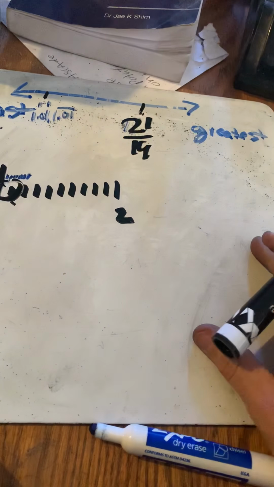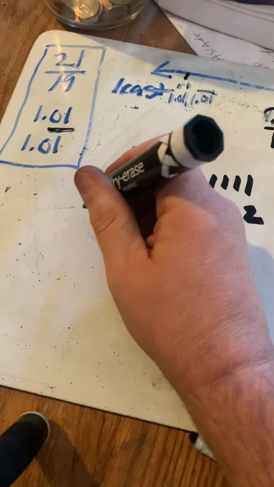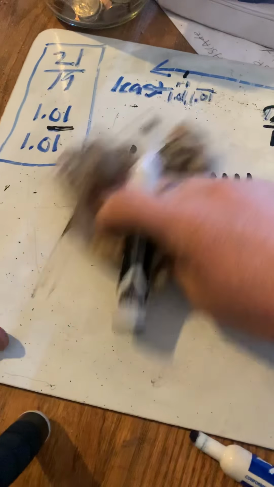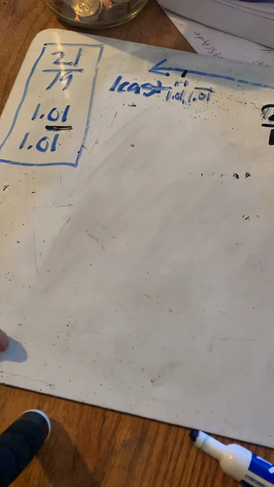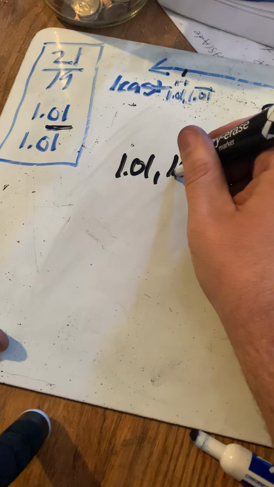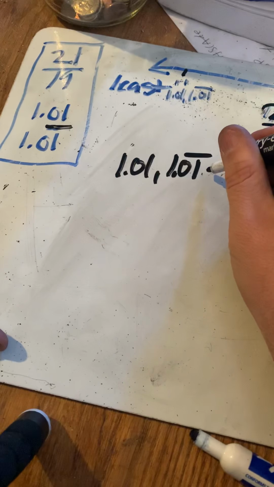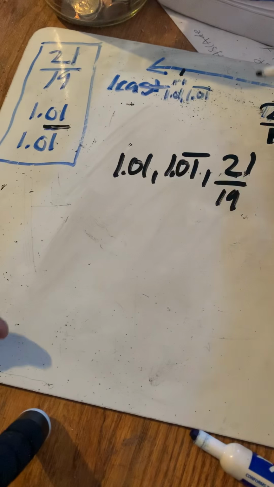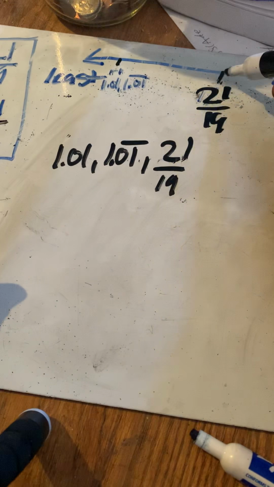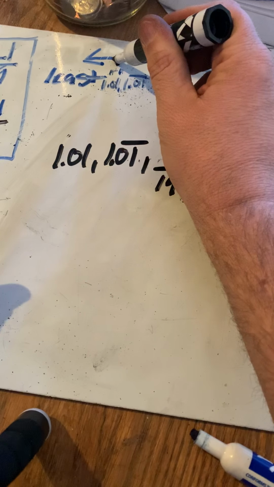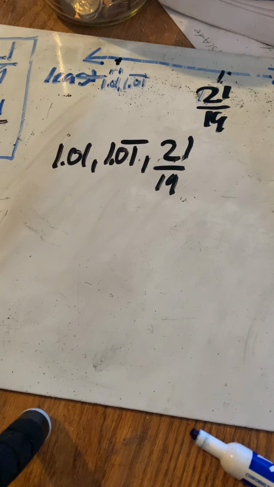And 21/19 over here. So again, the ordered list: 1.01, 1.01 repeating, and 21/19. So 21/19 would be much bigger than 1.01, repeating or not.